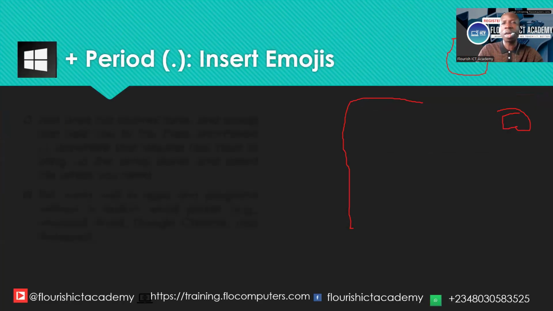Now, the first one we are going to be discussing is when you press the Windows key and the period, Windows key plus period. When you are reading or studying and you see a write-up with two keys joined by a plus, that does not mean that you are going to press the plus key on your keyboard. It only means Windows and period, which is the full stop here. This is how to insert emojis on your screen.